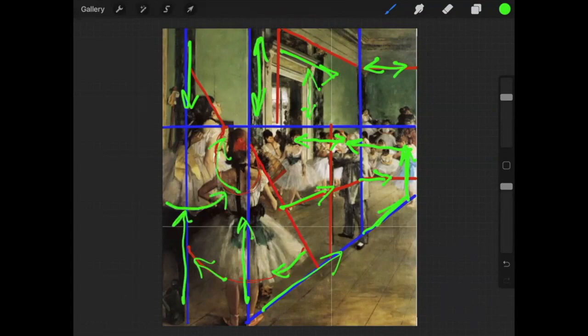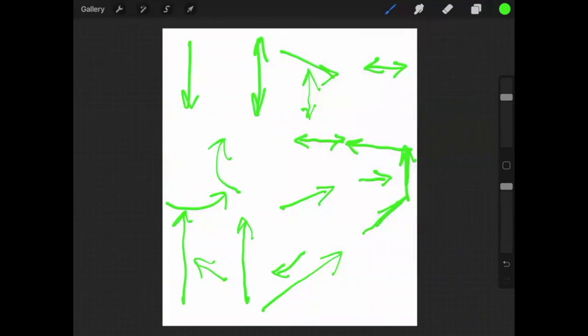So what I want to do now is to show you just the arrows and how he keeps us in the picture plane. This is really critical. This is what I want you to understand, that as one of my mentors told me early on in my undergraduate years, a good artist takes the viewer on a journey through the picture plane and does not want them to exit. And you can see all the various directions that Degas moves us through his pictorial space.